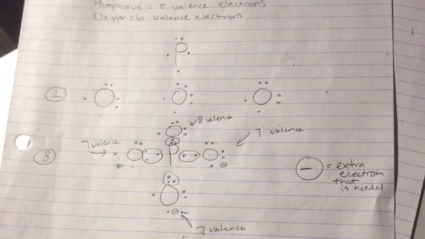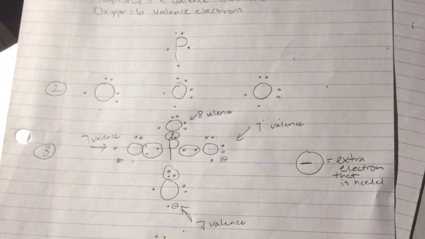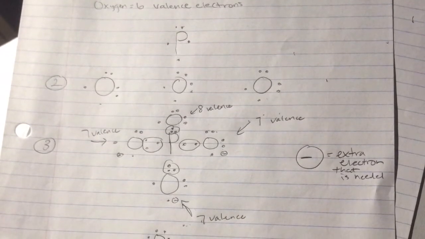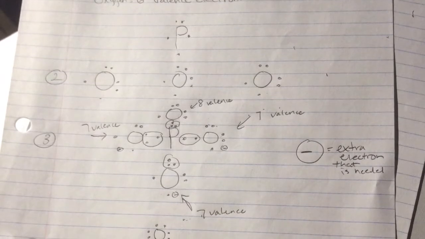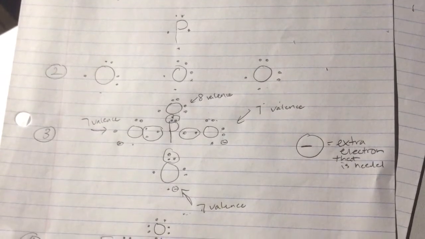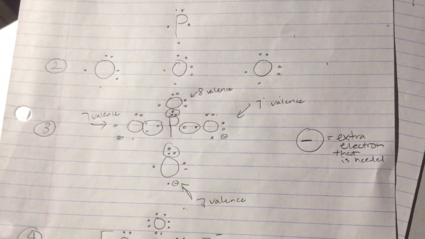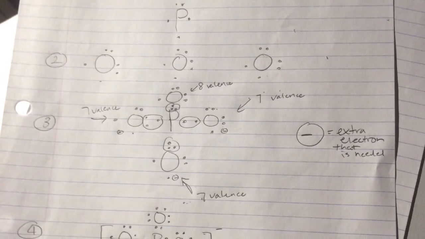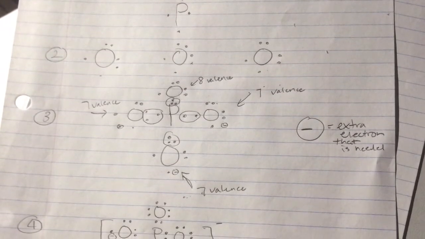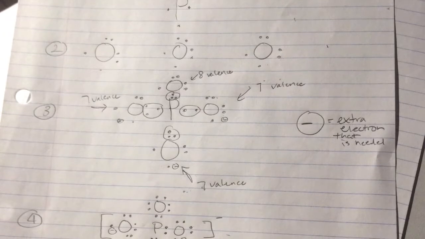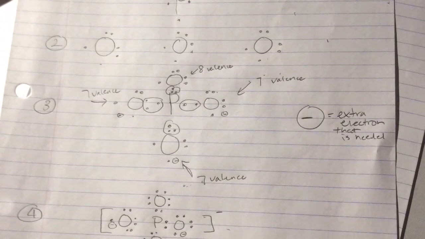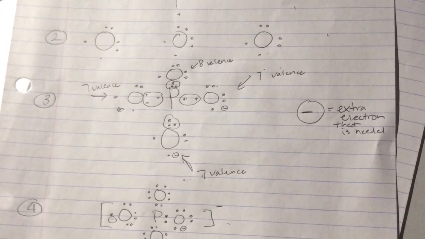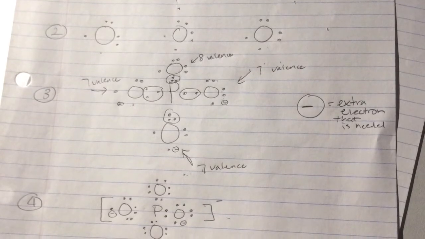Step 3, you bond them all, and then you look for the missing electrons. As you can see, phosphorus has too few electrons to give off, and already all of them are being bonded with the other oxygens. And as you can see, the oxygens, however, are not satisfied. 3 of them have only 7 valence electrons and need 1 more.